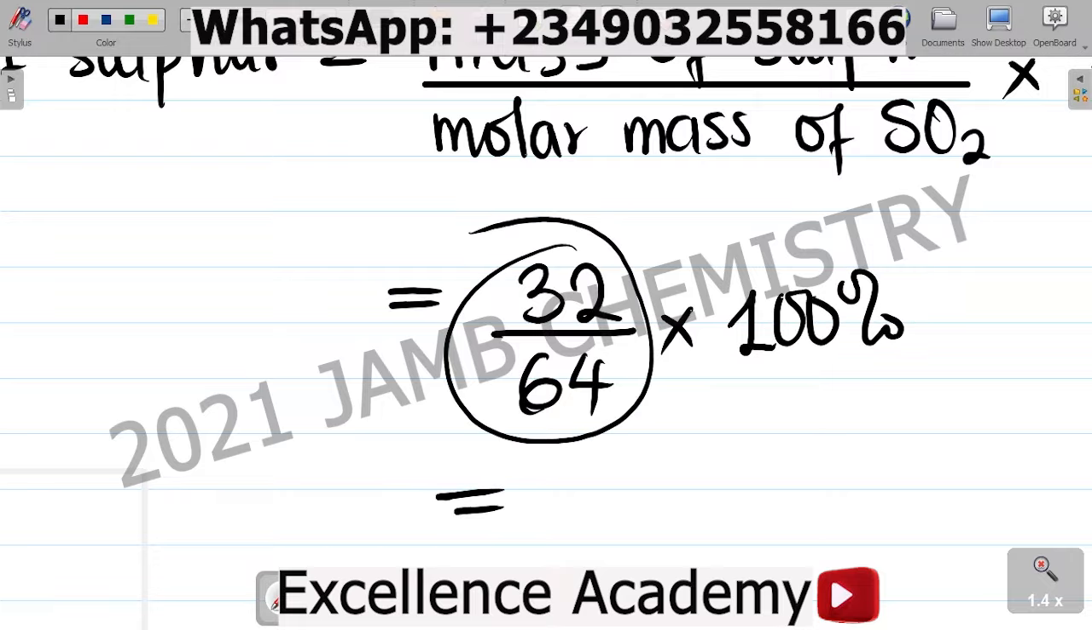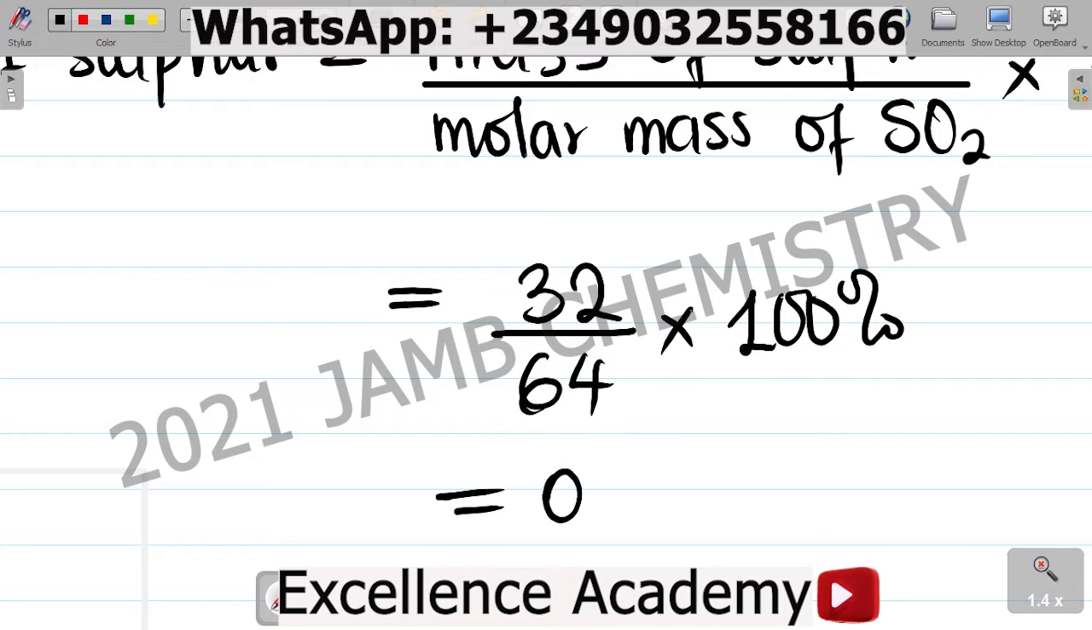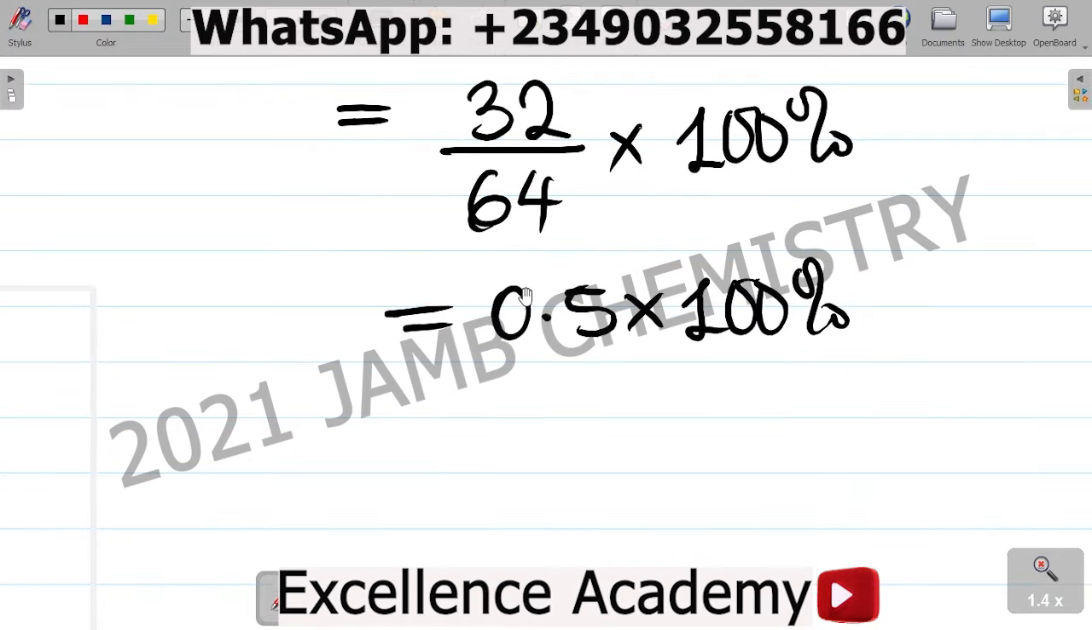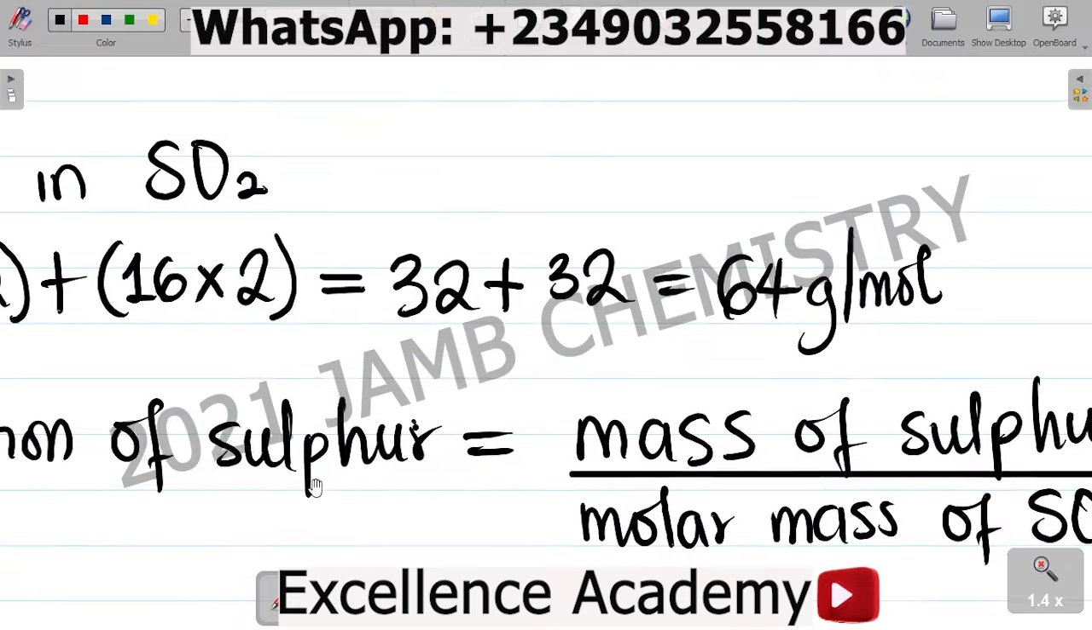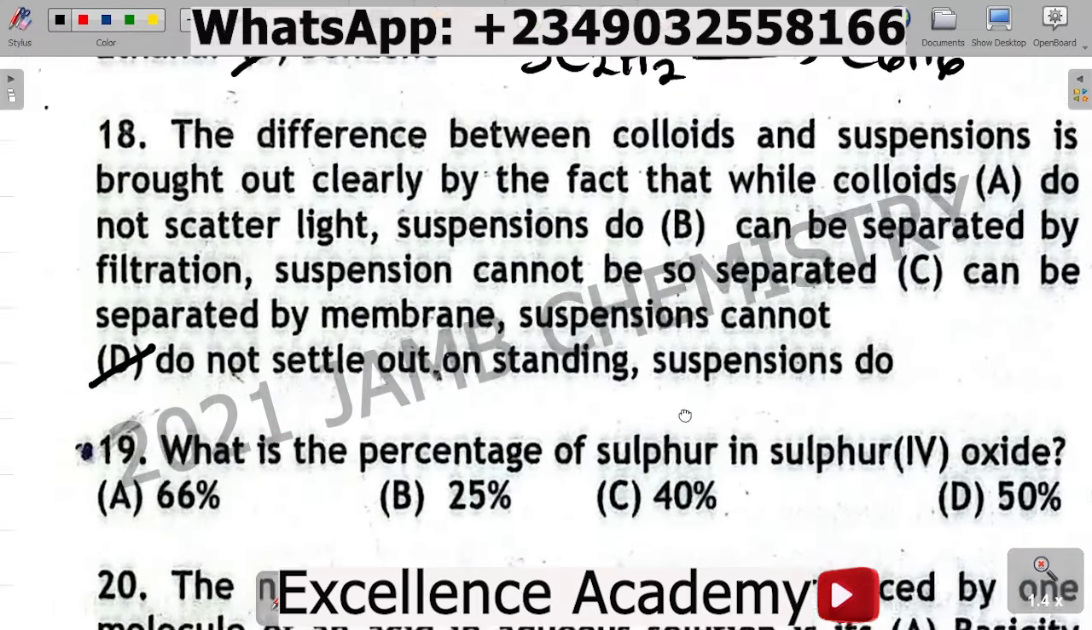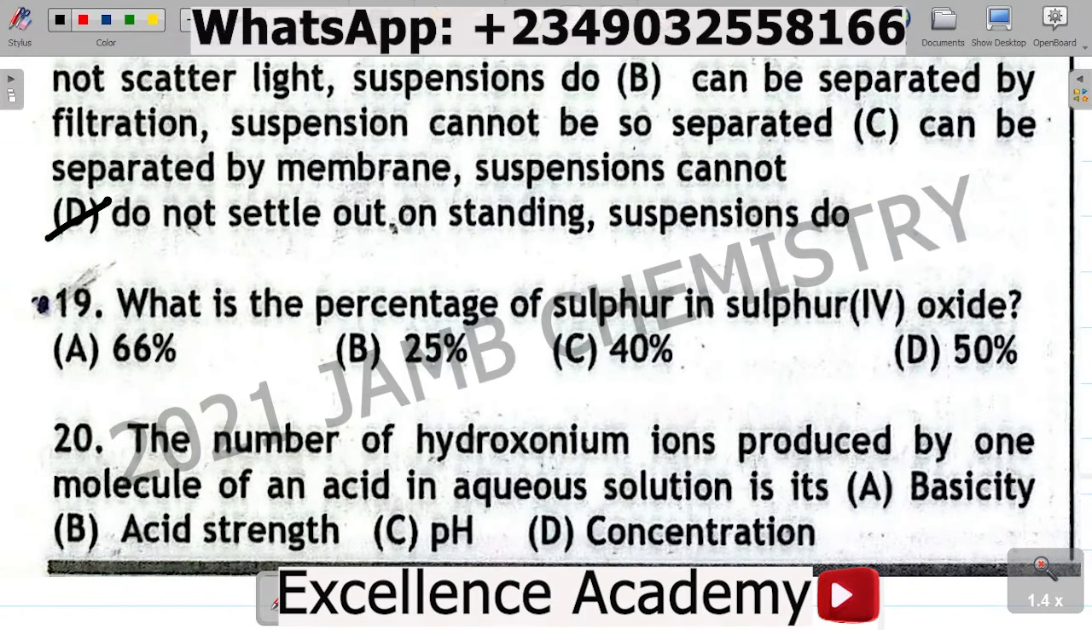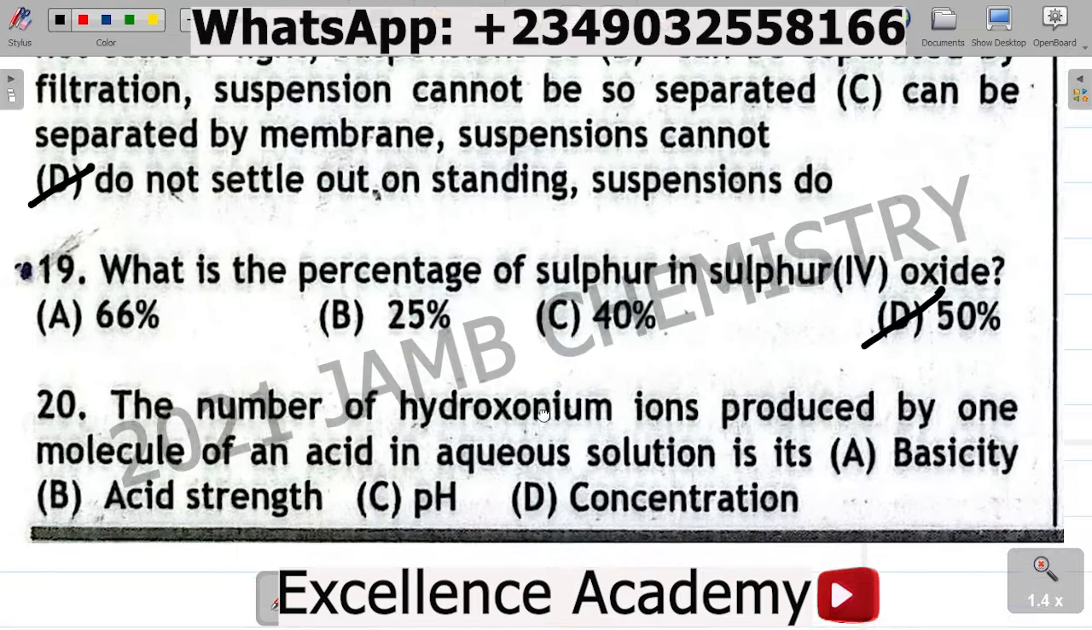If you work on this will give you 0.5. So 0.5 times 100%, that is 32 over 64 gives you 0.5. 0.5 times 100 gives you 50. So that means the percentage composition of sulfur in sulfur oxide is 50%. All right, so let's see what we have here. So the correct answer there is D, 50%.